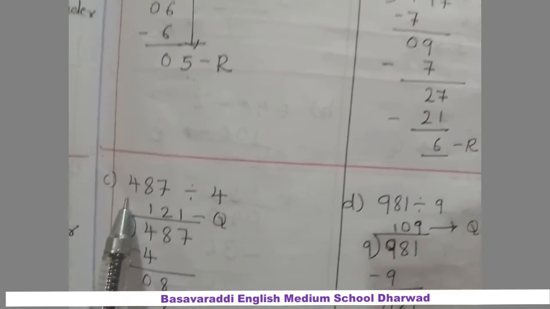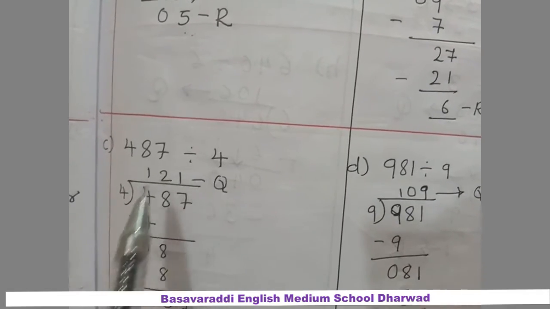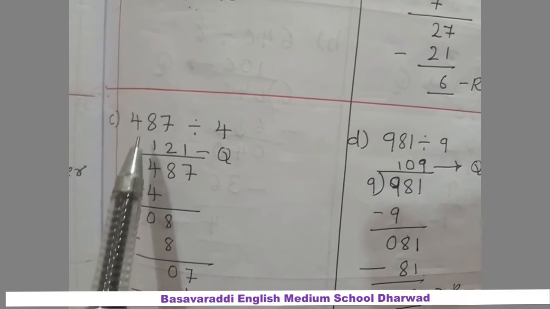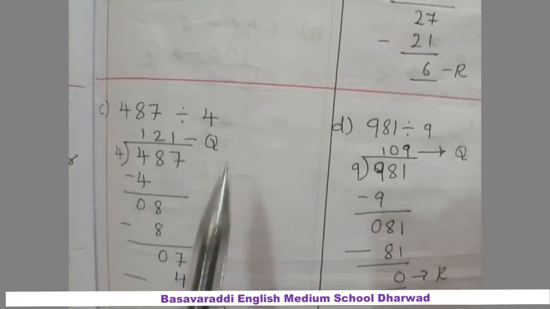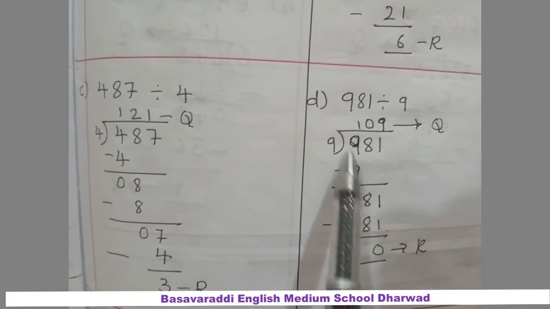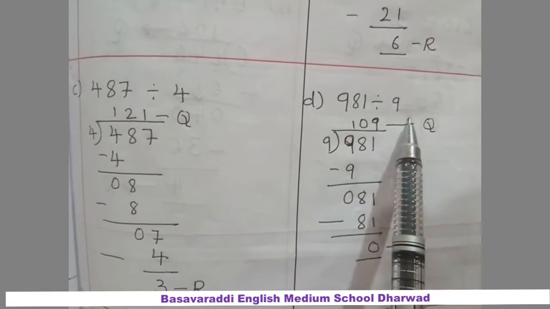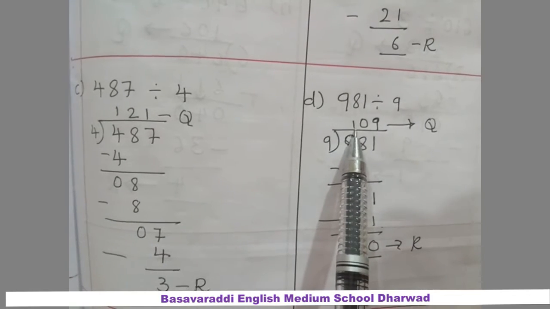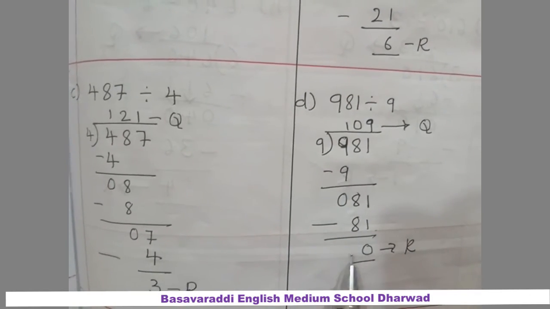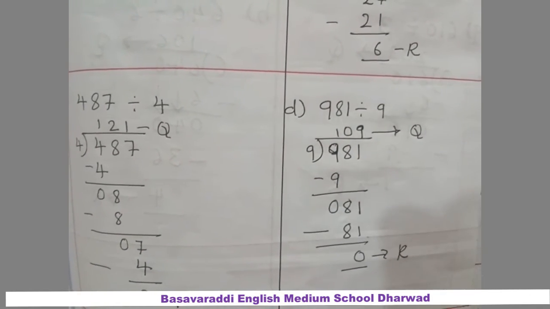487 divided by 4 means we have to divide. The quotient is 121, and the remainder is 3. Again it is 981 divided by 9, the quotient is 109. The remainder is 0.